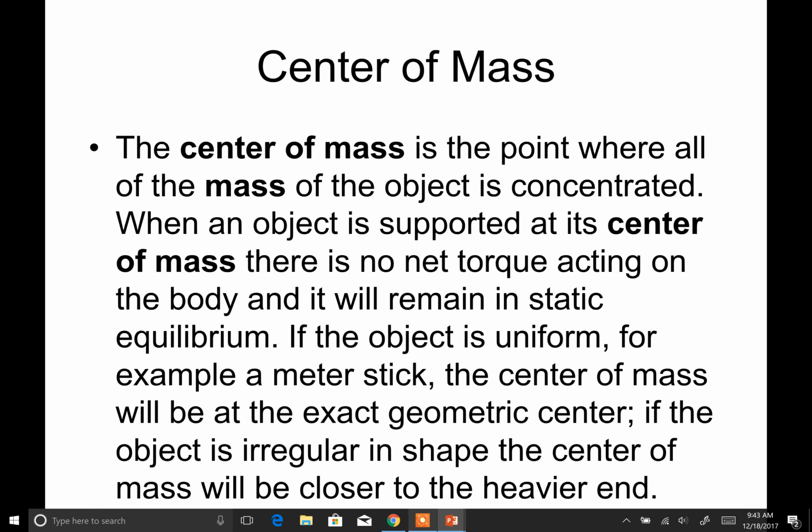Let's also talk about center of mass for a second. The center of mass is the point where all of the mass of an object is concentrated, or at least we can think of it that way. When an object is supported at its center of mass, there's no net torque acting on the body, and it will remain in static equilibrium. If the object is uniform, like say a meter stick, the center of mass will be at the exact geometric center of that object. If the shape is irregular, the center of mass will be closer to the heavier end where there's more mass.